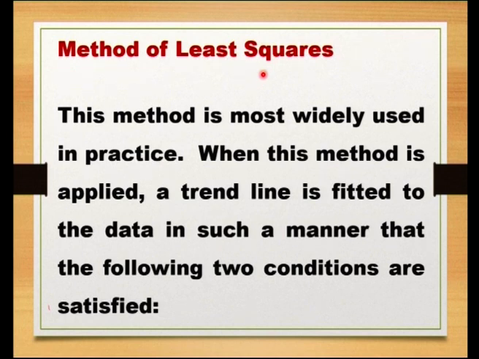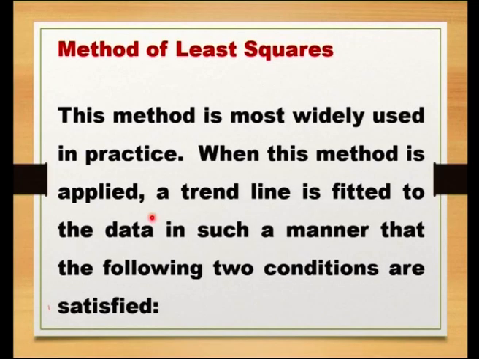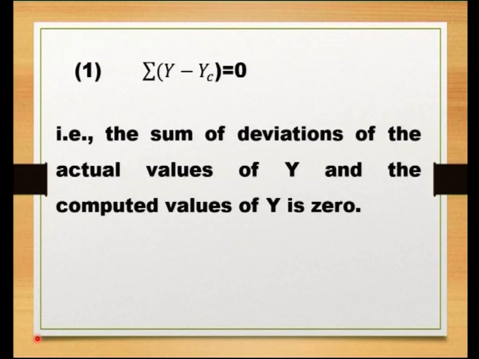After the trend values are calculated, the trend line is drawn in the graph. This method is most widely used in practice. When this method is applied, a trend line is fitted to the data in such a manner that the following 2 conditions are satisfied. The first condition is summation of y minus Yc. Yc means computed y, and y are the original data given in the question. So, when you take the summation of the differences between the original data and the computed data, it should be equal to 0. That is, the sum of the deviations of the actual values of y and computed values of y should be 0.